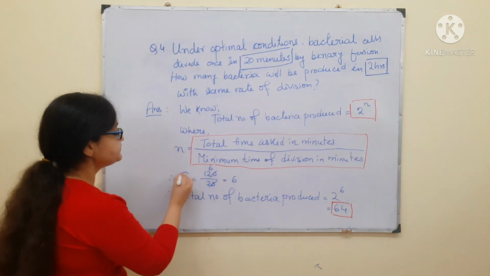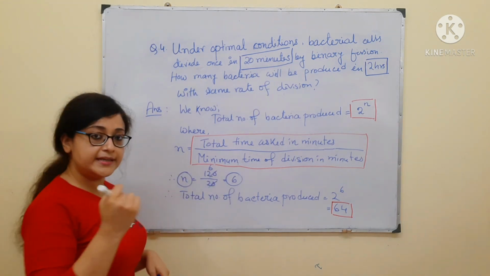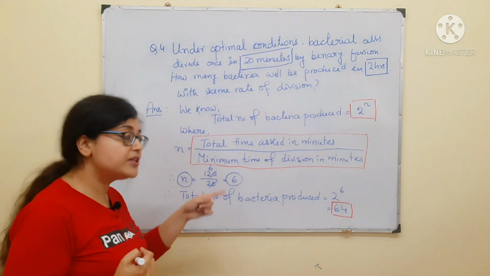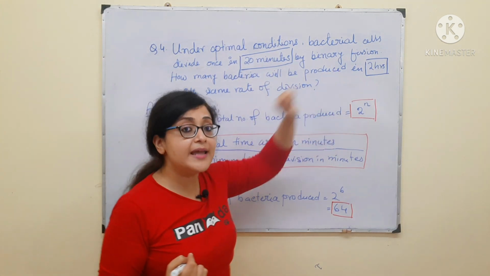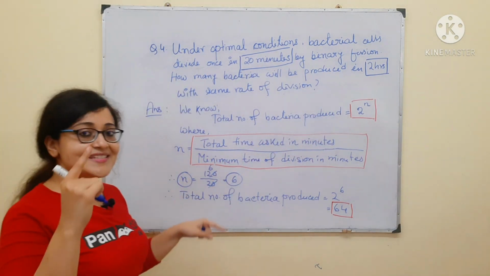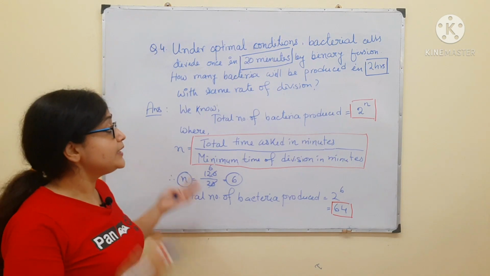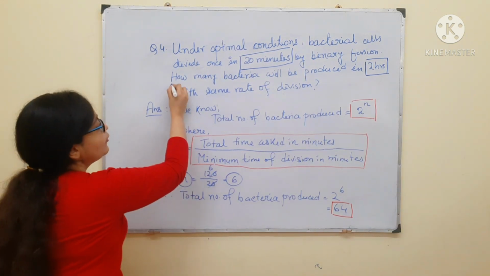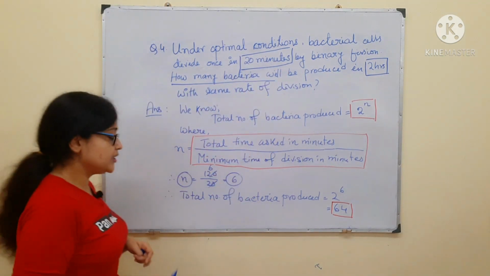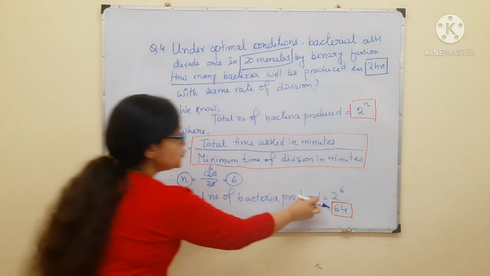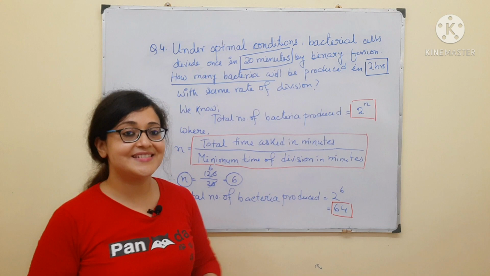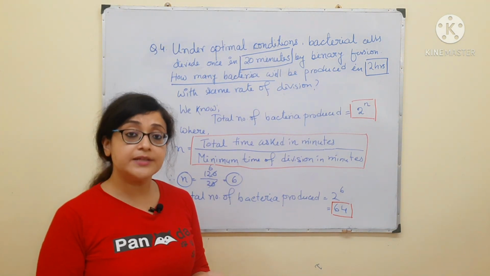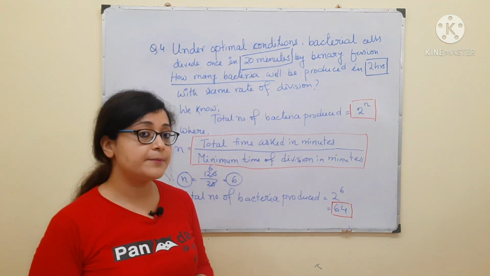So we have got this value n. Okay. And I have already mentioned the formula. Total number of bacteria produced is going to be 2 to the power n. So if n is 6, what is the total number of bacteria? Like how many bacteria will be produced? So the answer is 2 to the power 6, that is 64. See how easy it is. And this kind of questions are very often asked in the NEET exam.